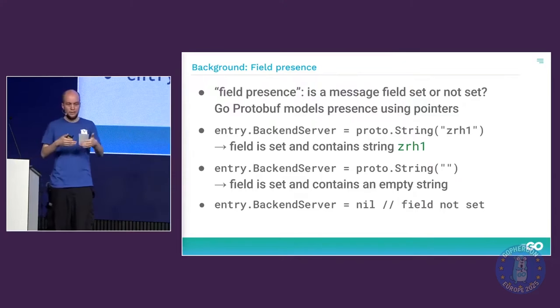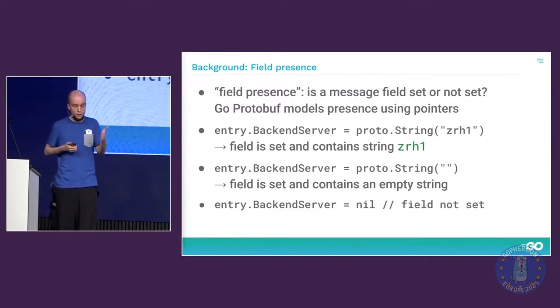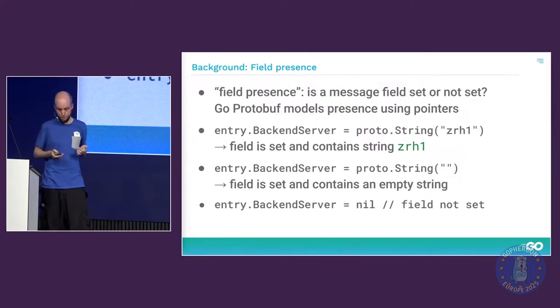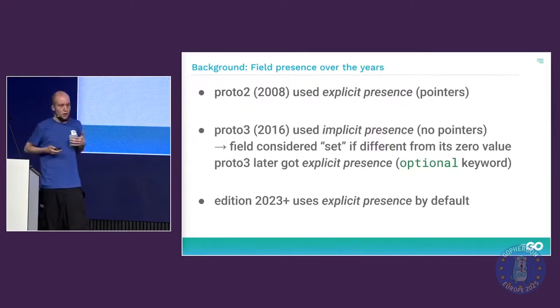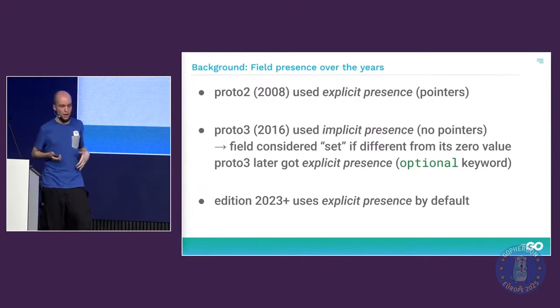If we wanted to still set it, but explicitly to an empty value, we would use the same thing, just make the value empty, right? So in the second case, the field would be set, but the value is an empty string. And in the third case, the field is not set at all, right? We just set entry.backendServer to a nil pointer. Okay, so now you might be surprised again. You might be using Protobuf and you haven't actually seen pointers at all in your usage.